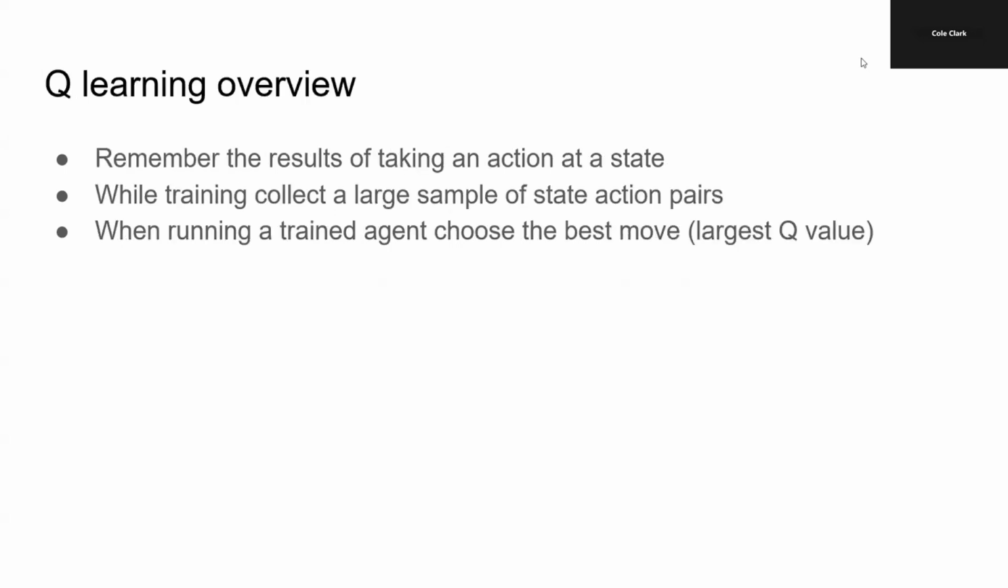A Q learning agent takes many actions at different states while it trains, and it remembers the results of these state action pairs as Q values. A trained agent will choose the action with the highest Q value for its current state, since the highest Q value indicates the highest expected reward.